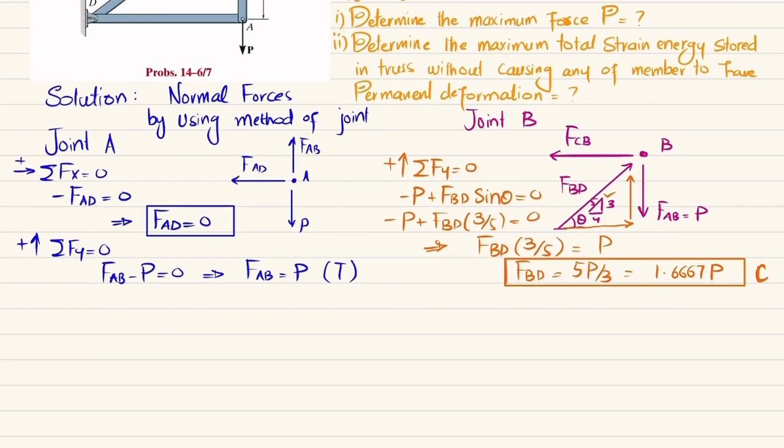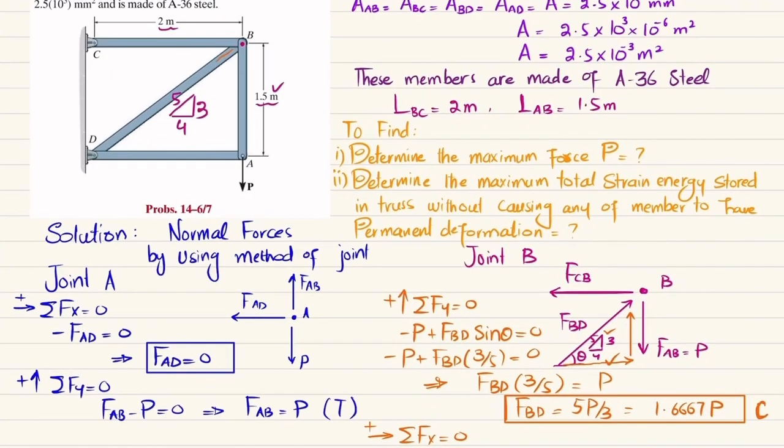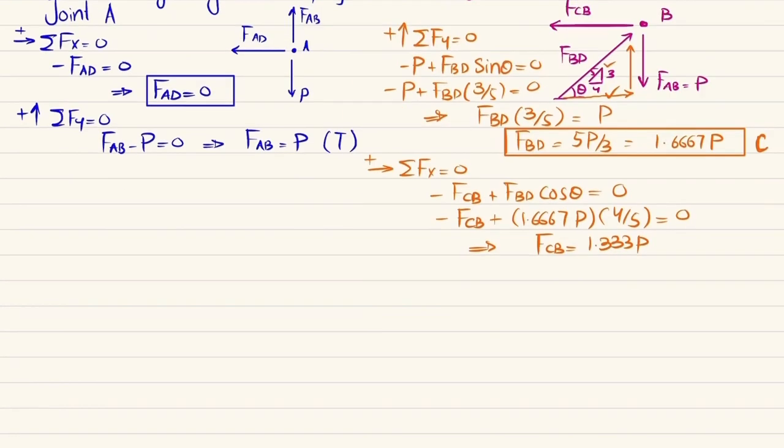Now we'll apply another equation of equilibrium, that sum of all forces along x direction must be equal to 0, and force in this direction is taken as positive. So minus FCB, clear, plus this component which is FBD cos of theta is equal to 0. So minus FCB plus FBD, which is 1.6667 times P, and cos of theta is equal to 4 over 5, is equal to 0. So from here you will get FCB or BC equal to 1.333 times P. And you can see that this is the force that member FCB exerts at point B. As a result, force in this member will be tensile. So I will write tension.